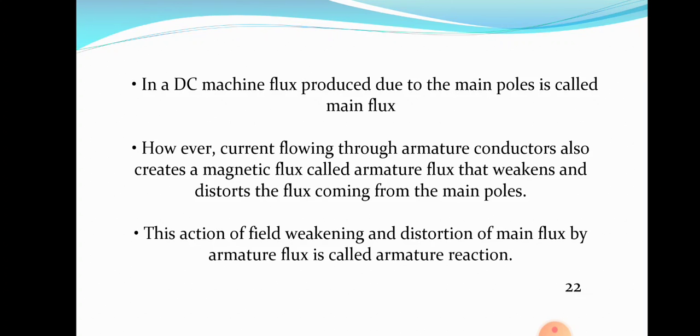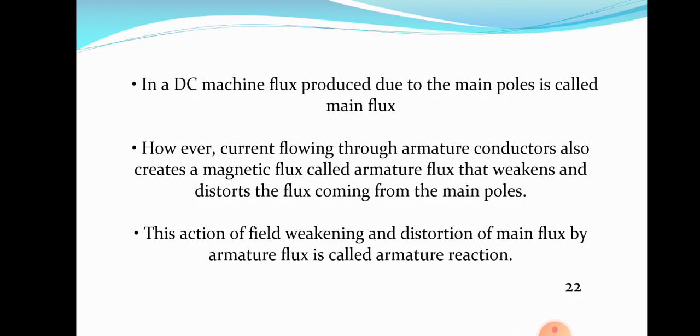I am repeating, in a DC generator there are two windings, armature winding and field winding. The main function of the field winding is to produce the main flux. The main flux is produced by the field winding of the DC generator. So under no load condition there is only one flux in the DC generator, the main flux produced by the field winding.